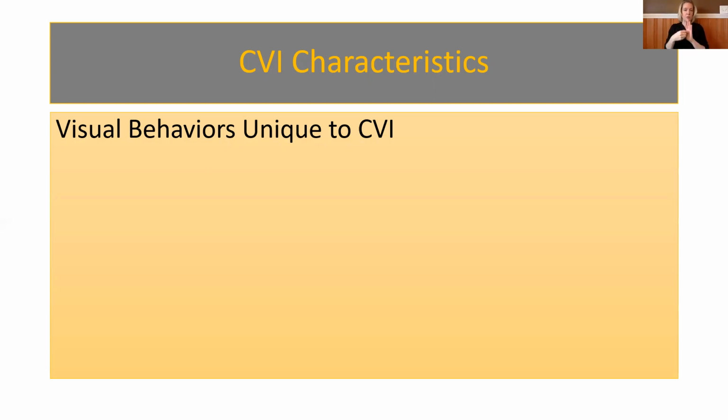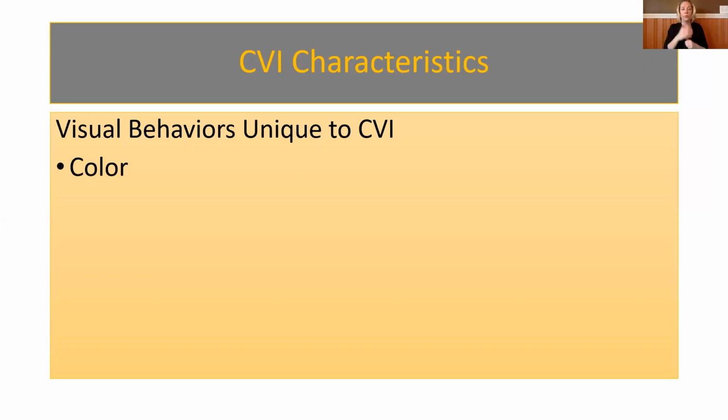And these visual behaviors, while we say they're unique to CVI, you're going to see occurring amongst other types of disabilities. But when we pull them all together and look at them through the lens of cortical visual impairment, the way that they occur and the way that we address them are different from other types of impairments. So the first characteristic that we'll talk about is color.